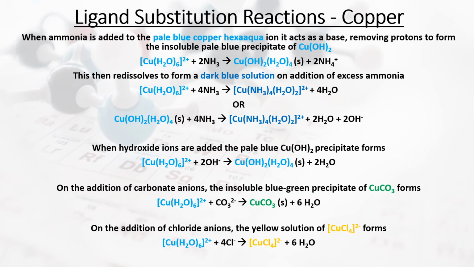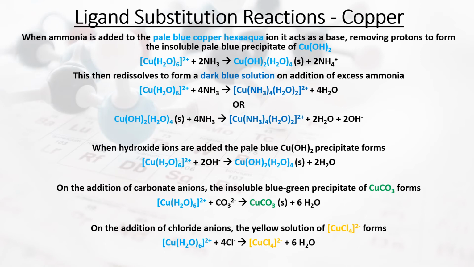So the next one then is to look at copper, and so we saw this a few slides ago, thinking about our pale blue copper hexaaqua ion. And if we take some dilute ammonia, or we have a little ammonia, the ammonia acts as a base and it removes protons from those water molecules like we've seen in all the other examples. The acid-base reaction goes on, and we end up forming our insoluble pale blue precipitate of our copper hydroxide, Cu(OH)2(H2O)4.